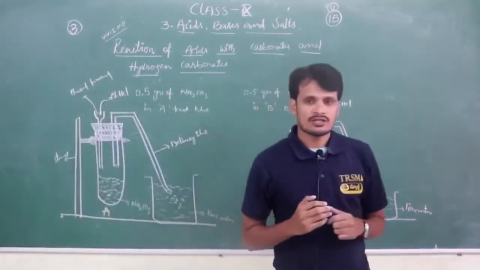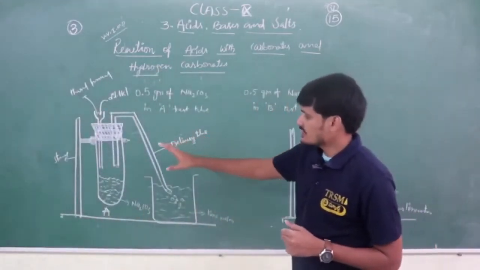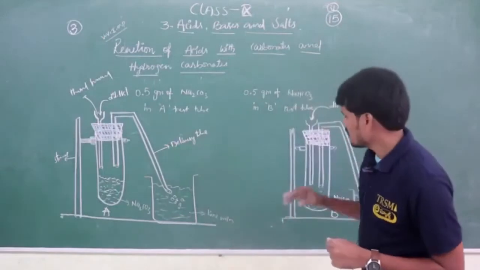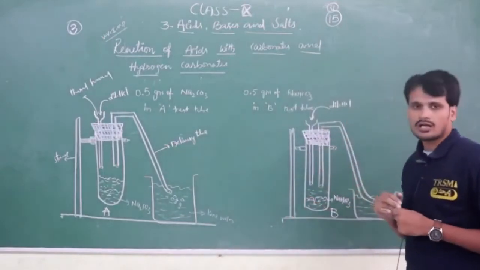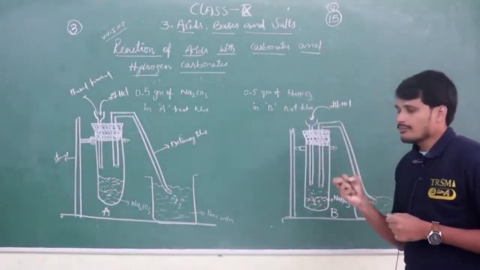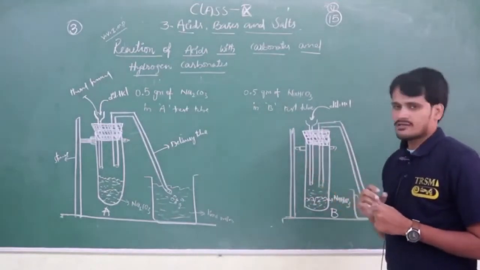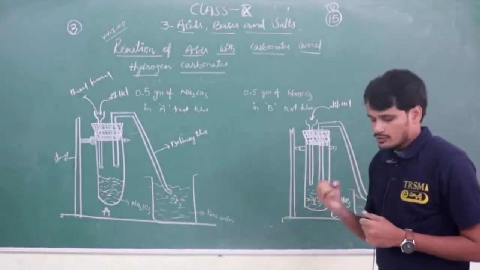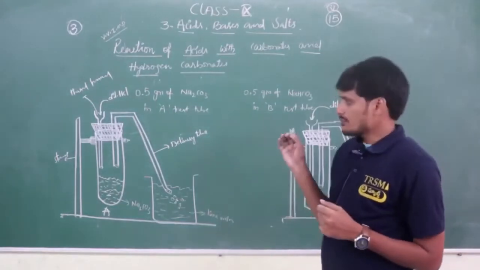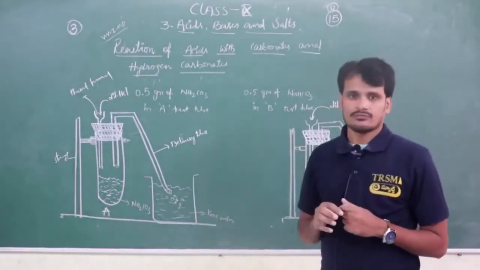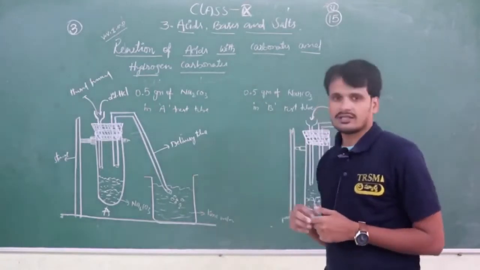So what is our observation here? When HCl is added to sodium carbonate, or to sodium bicarbonate, or hydrogen carbonate, some bubbles should come over there. So the reaction is taking place. When the reaction is going on, what is our observation? I observed some bubbles are forming, so some bubbles are liberating in that liquid.